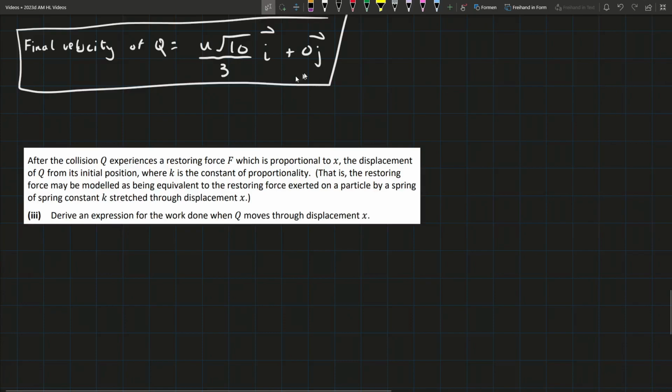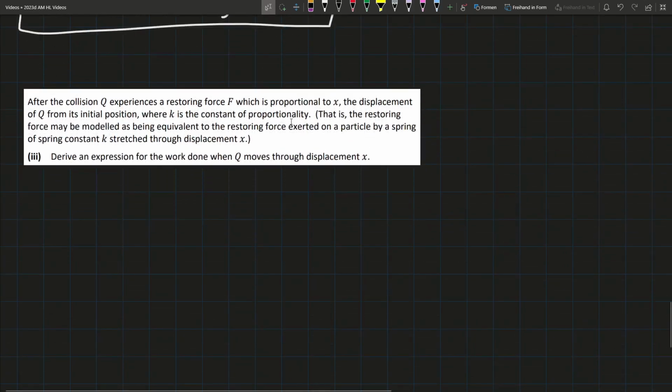In part 3, we start to bring in a bit of work and energy into it. So after the collision, Q experiences a restoring force, F, which is proportional to x, the displacement of Q from its initial position, where k is the constant of proportionality. In case you don't know what that means, it's the same as the restoring force of basically a spring on a particle when it's stretched through a displacement of x.